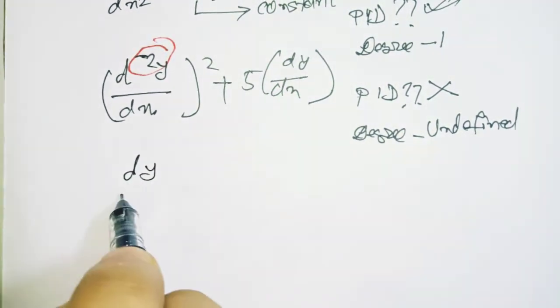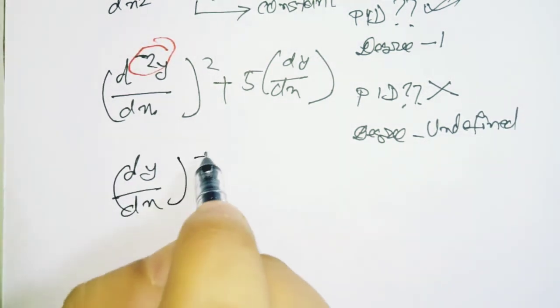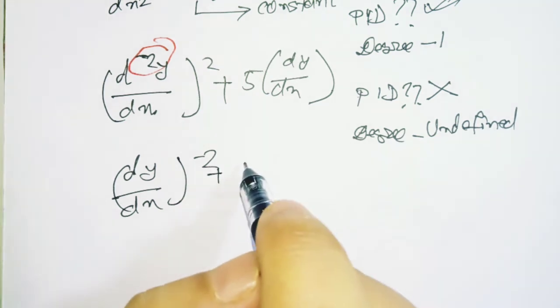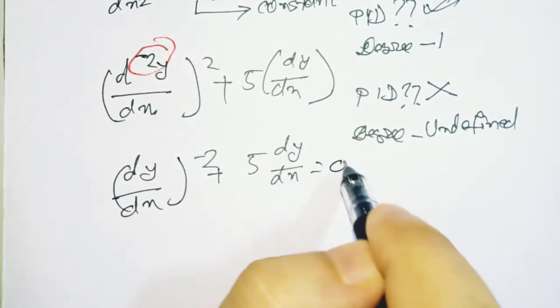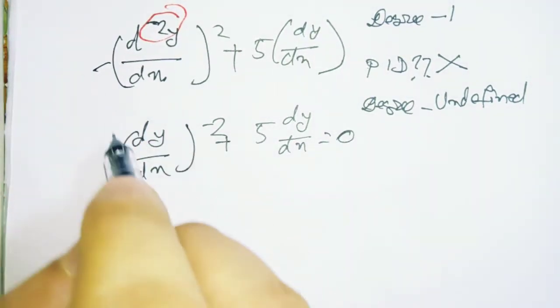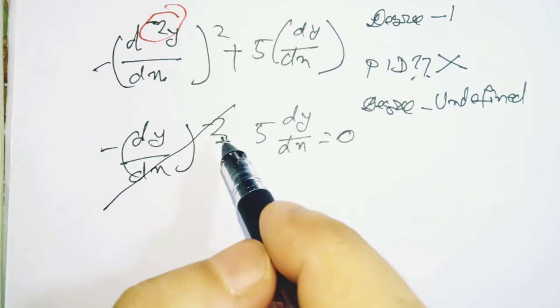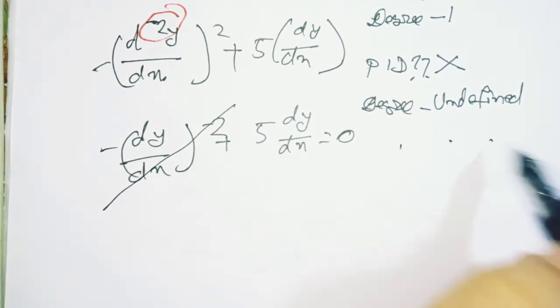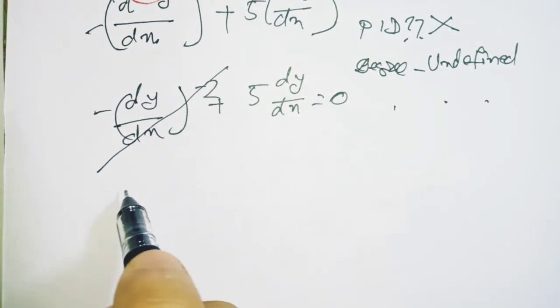Let me show you another example. Things will become clear. We get dy by dx raised to the power minus 2 plus 5 dy by dx equals to 0. This one. Obviously, this won't be because this has got an inverse. So again, the degree will be undefined. Clear? Let me show you with the prime notation.